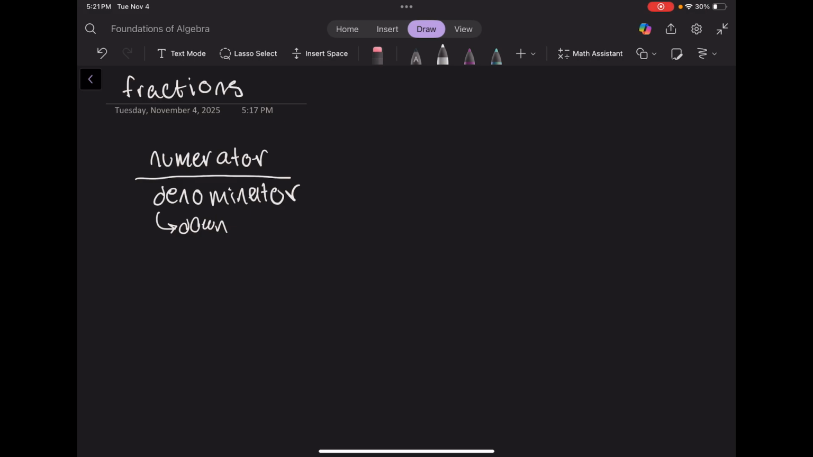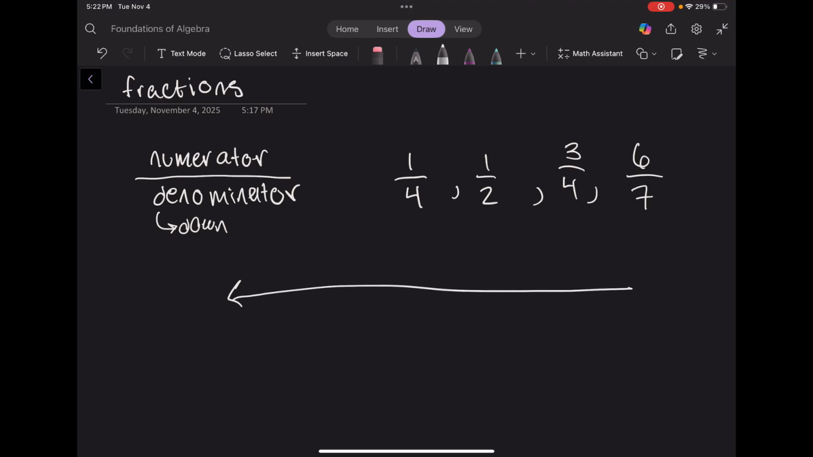So a fraction can look like this, where we have 1/4. It can also look like 1/2 or 3/4 or 6/7. Simplified fractions live in between integers. And what integers are perfect numbers.